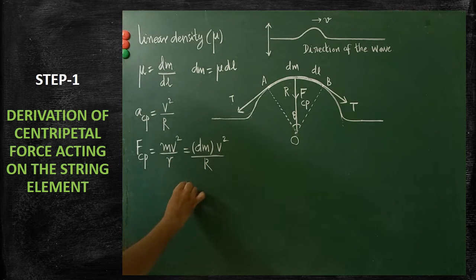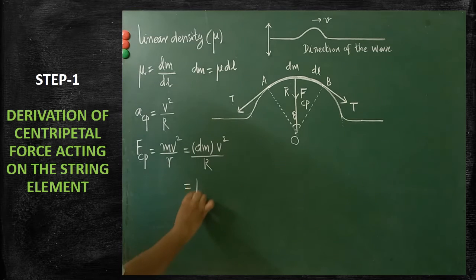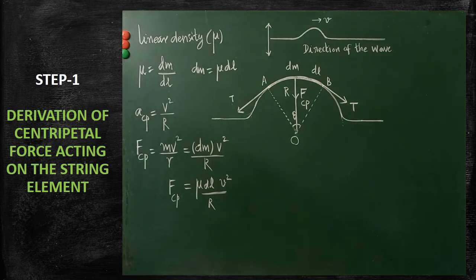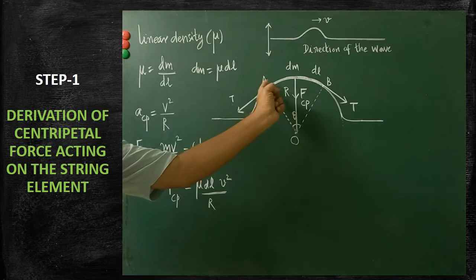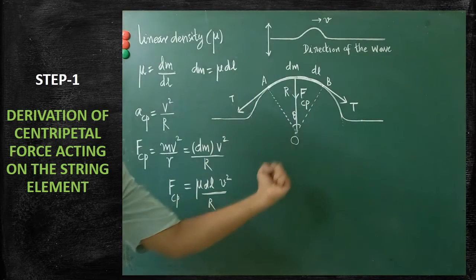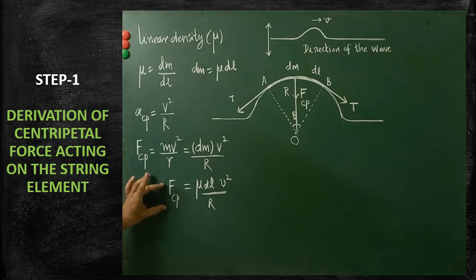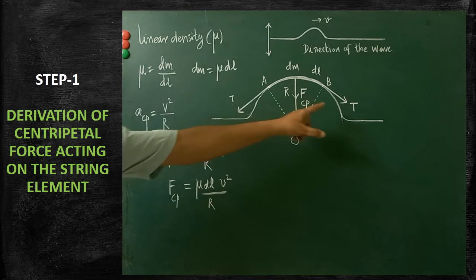Instead of dm, substitute the value mu into dl into v square divided by r, which is the expression for centripetal force. So this much centripetal force is acting towards the center. Because of that, a part of the wire is pulled. So this is the expression for centripetal force. Who provides the centripetal force? The centripetal force is provided by the tension.